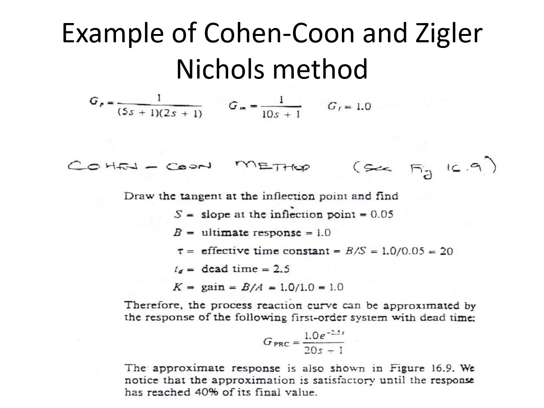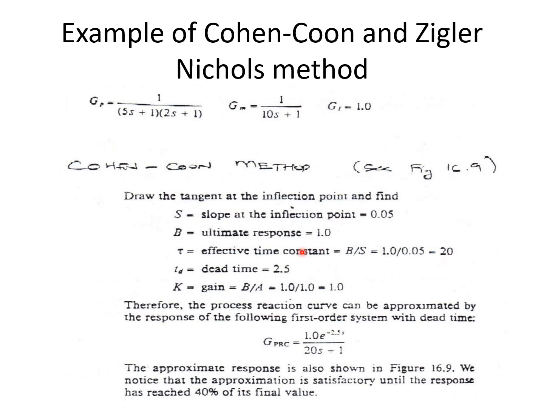Next, the example for Cohen-Coon and Ziegler-Nichols. If you have this multi-capacity system, which will definitely give a process reaction curve, you do all the steps: draw the slope at the inflection point, get the slope. The ultimate response in this case is 1. You introduce a unit step change, so M is 1. So the ultimate response is 1, the magnitude of the step change is 1, so K is 1. The effective time constant you get from the final value 1 divided by the slope, which is 1 over 0.05, which is 20.